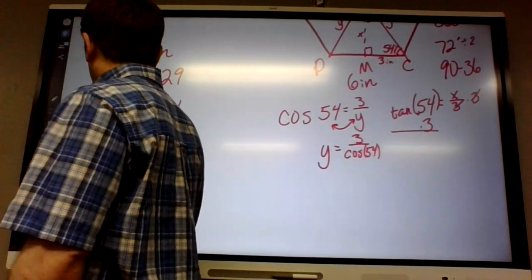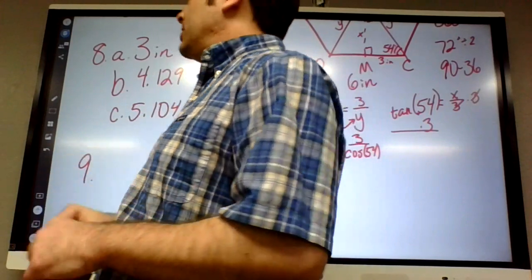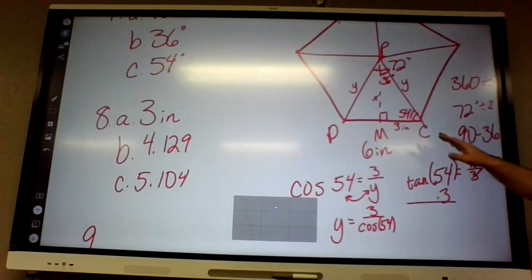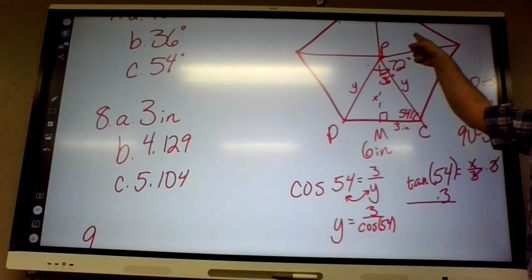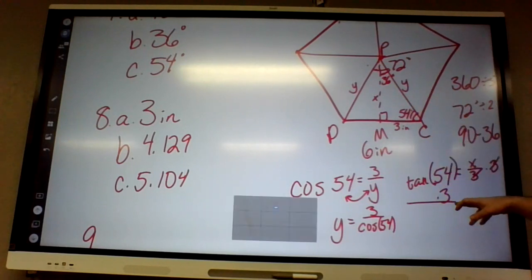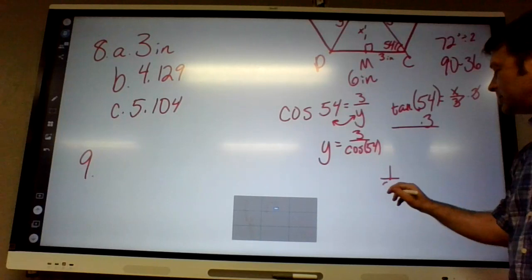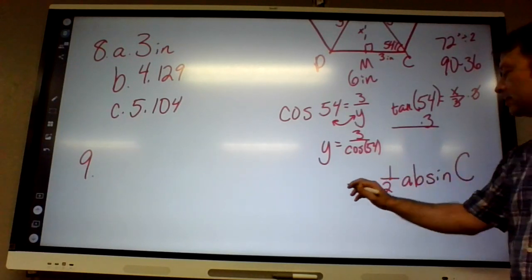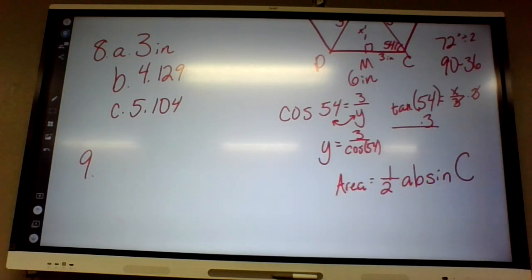Okay, number 9, all it says is find the area of the pentagon. Just one question. So what we're going to do is find the area of one of these triangles using our area formula, 1/2 AB sine of C. That will give us one triangle, and then we're going to do that times 5, because it's a pentagon.